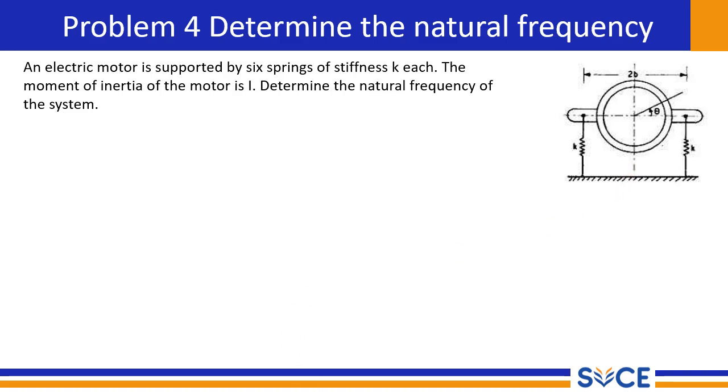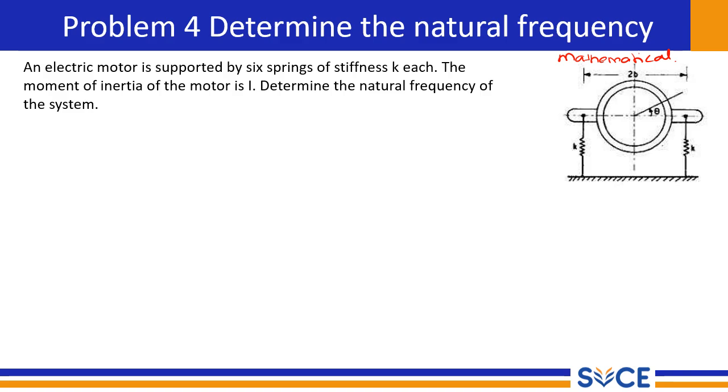Here, this is the mathematical model of the motor. The springs are represented, so we have to take it as 6 springs. This is the motor mathematical model and it is supported by the 6 springs.